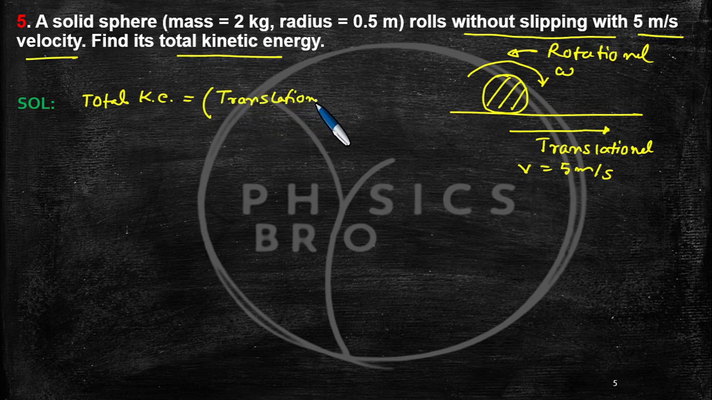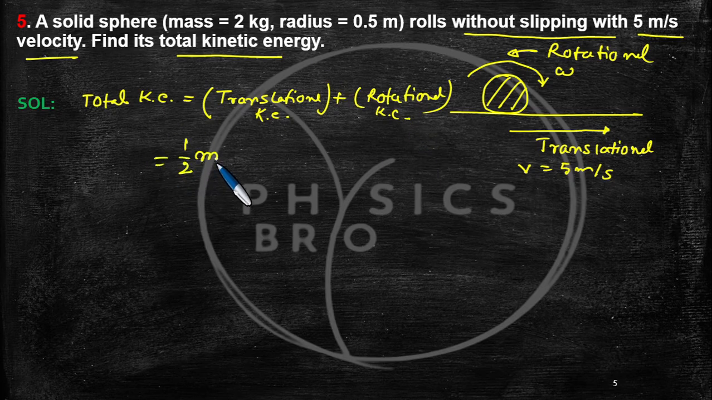Translational and rotational. There are two terms, translational and rotational kinetic energy. So translational kinetic energy is easy, that is half mv square, where v is the velocity and the mass m is given as 2 kilogram. M equals 2 kg.